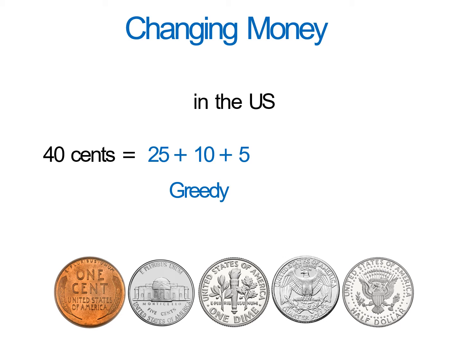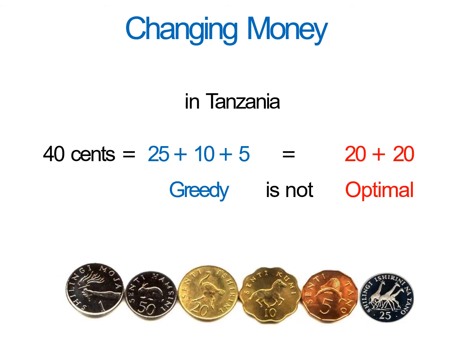Do you think it's the minimum number of coins she could possibly return? It is the minimum number of coins in the United States. But if you travel to Tanzania, it won't be the minimum number of coins because there is a 20-cent coin in Tanzania. And therefore, this greedy approach to solving the change problem will fail in Tanzania because there is a better way to change 40 cents, simply as 20 cents plus 20 cents, using the Tanzanian 20 cents coin.